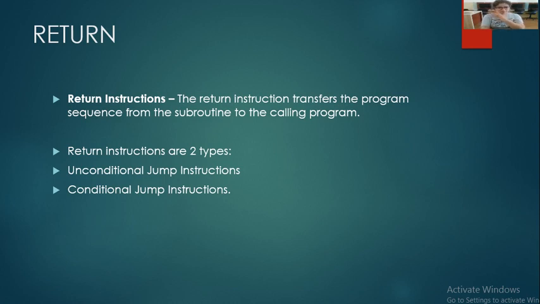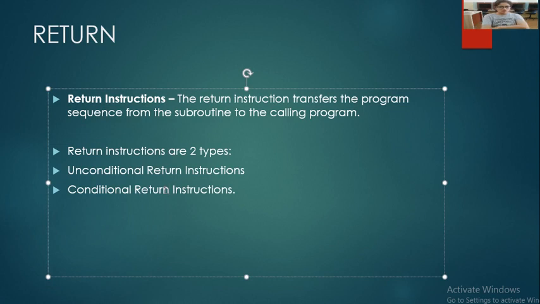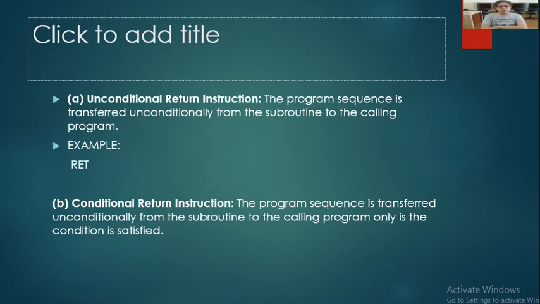So in that case we use return statement. Again, return statement is of two types: unconditional return and conditional return. Now what is unconditional return and conditional return? Unconditional return is when there is no condition, it doesn't check any condition and it normally returns to its main program. So the program sequence is transferred unconditionally from the subroutine to the calling program. The example of this is RET, return. Whenever you have to execute return statement, the syntax of this is RET.